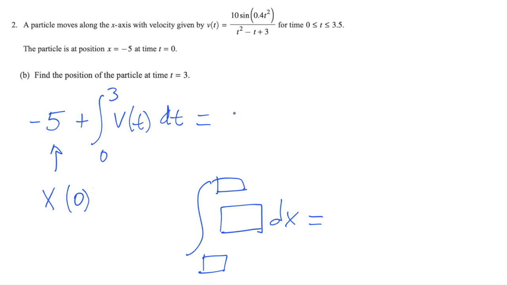So what you will get is, I'm going to write the final answer, minus 5 plus the integral, and you can introduce everything in the calculator, also the minus 5 plus. And the solution that you will get is negative 1.760. And this is the position of the particle at time t equals 3.